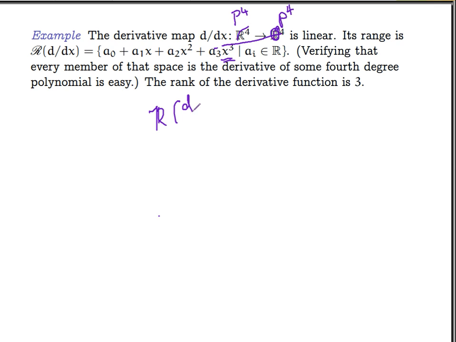Okay, so in fact the range of d/dx is equal to P3 in this case. All right, so in fact the rank of the derivative function when acting on P4 is 3. Now if you had the derivative map acting on a P5, then it turns out the rank of the function would be 4. The rank of the map depends on the domain that it's being acted on.